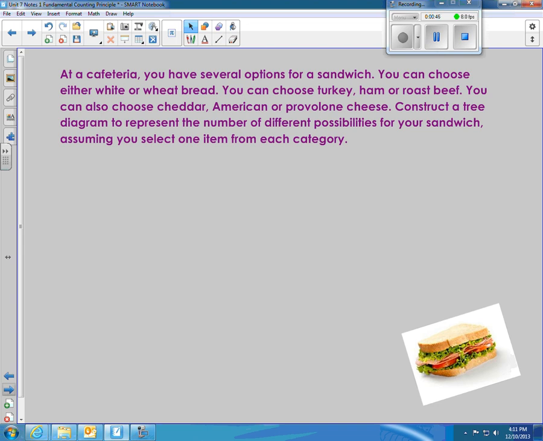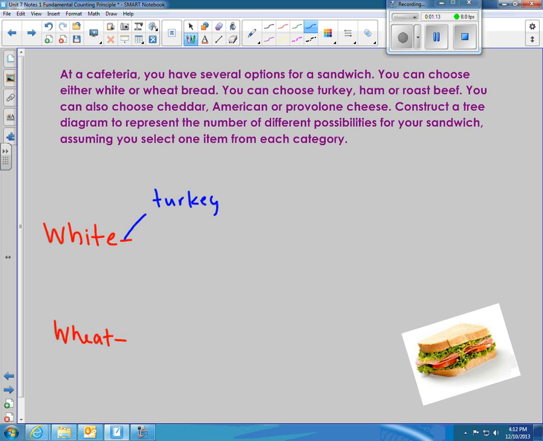each category. So you could sit down, you could list out, and you could say, I'm going to have white bread with turkey, with cheddar, and then you can go through and go, I'm going to have wheat bread with ham and provolone, or we can make this into an organized diagram. We can start off by choosing white bread or wheat bread. With each of those choices, we could choose turkey, we could choose ham, or we can choose roast beef.